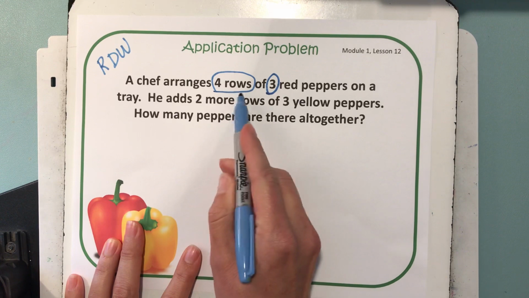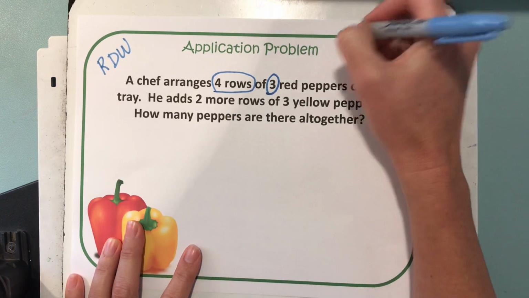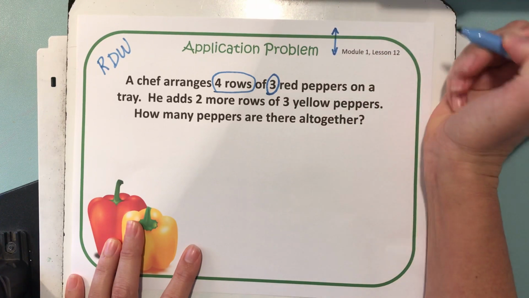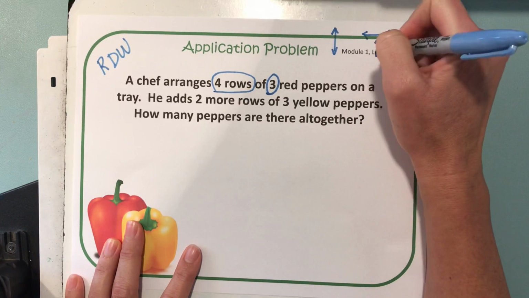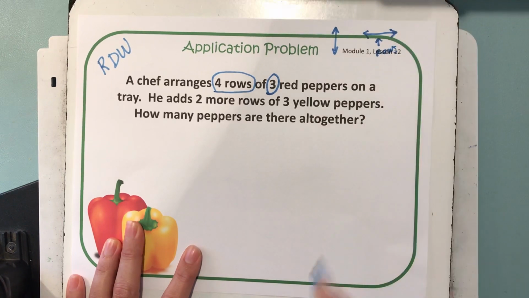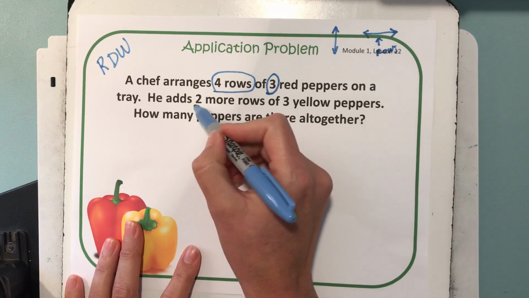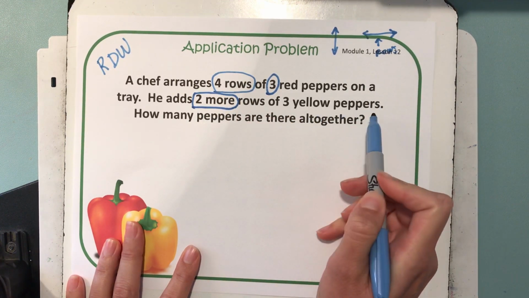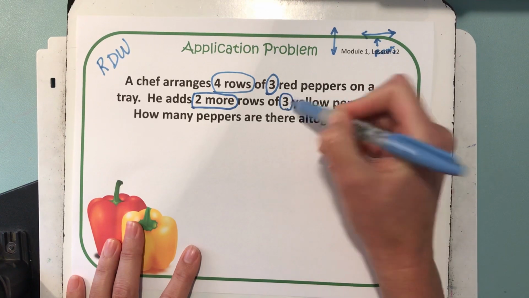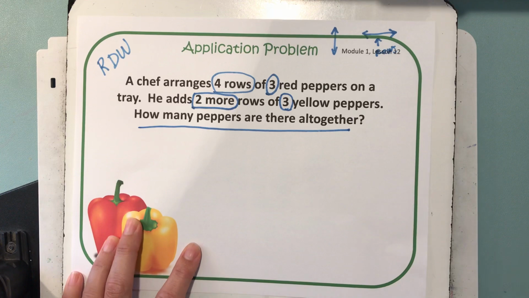So far we know that we're dealing with rows here. Yesterday we worked with columns. Remember, columns was up and down. Rows are side to side. Okay, so here's our rows. He adds 2 more rows. Oh my goodness, he adds 2 more of 3 yellow bell peppers. I'm going to circle that too. How many peppers are there altogether?